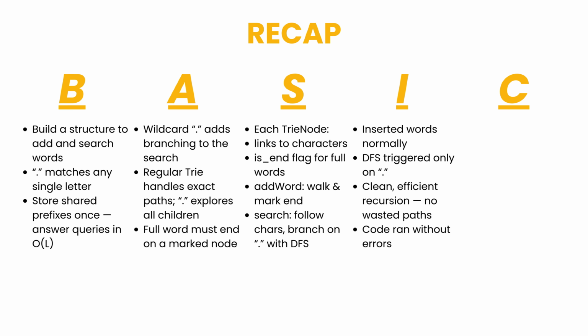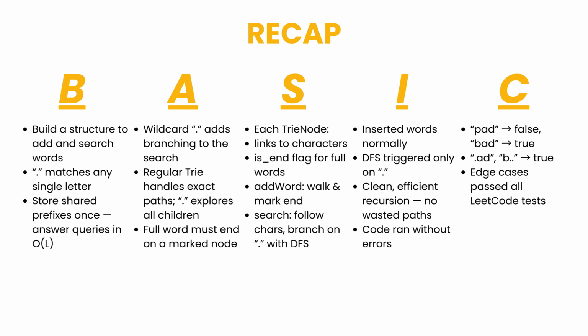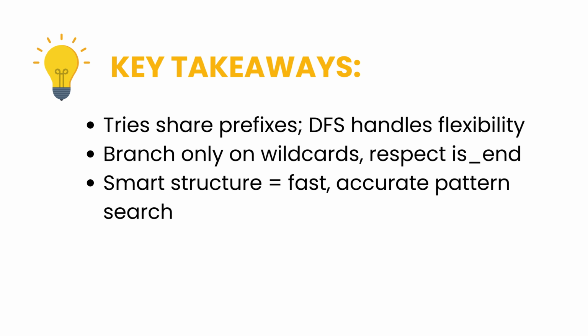The solution ran cleanly without errors. We verified on LeetCode. After adding bad, dad, mad, searches like pad returned false, bad returned true, and patterns such as .ad and b.. returned true. Edge cases behaved as expected, and tests passed. The takeaway: combine trie sharing for prefixes with precise DFS at wildcard spots. Respect the is_end check, branch only when you see the dot, and you'll get fast, correct pattern matches every time.